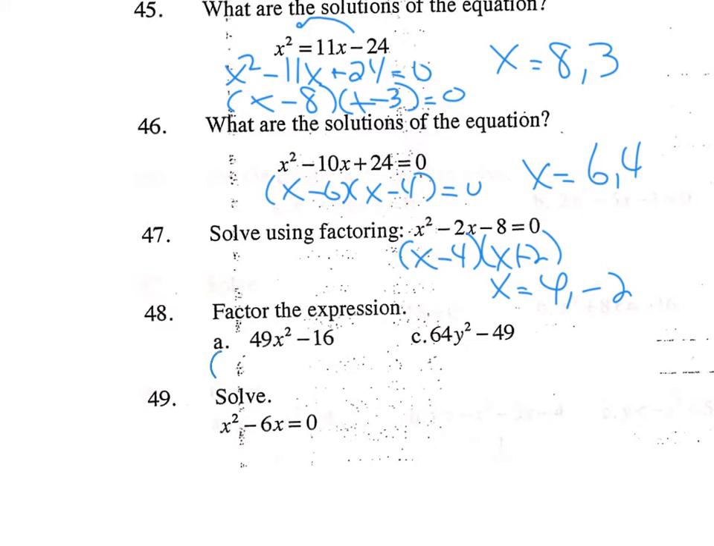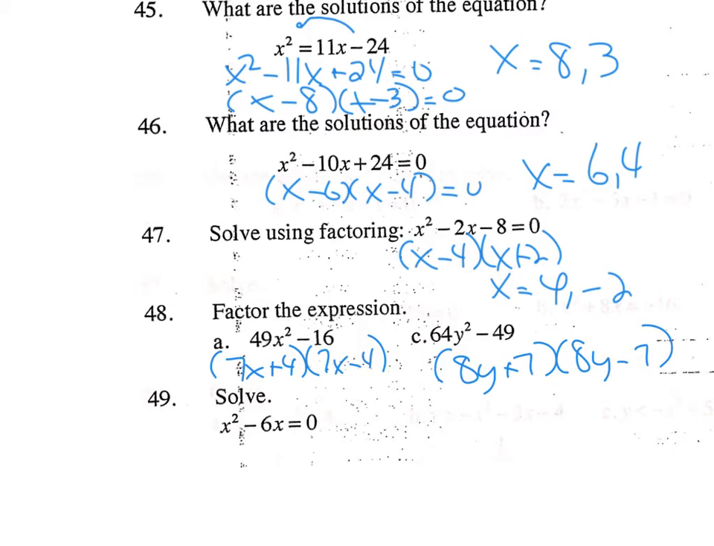48a is difference of squares, which you take the square root of each number and think plus and minus. You're really writing conjugates right there. 7x plus 4, 7x minus 4. Same thing on C. C is weird. Take the square root of each one. 8y plus 7, 8y minus 7. That's all you can do.